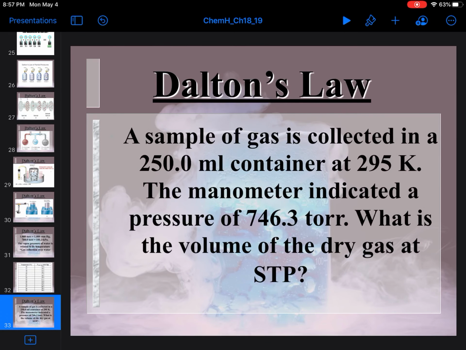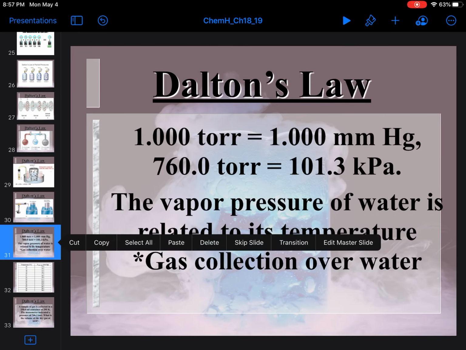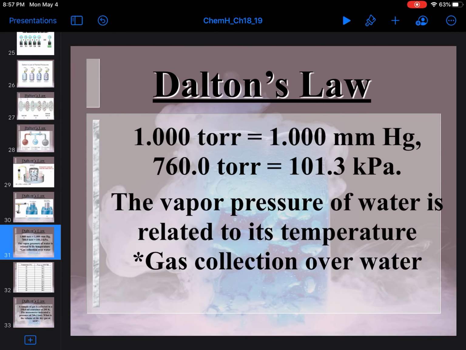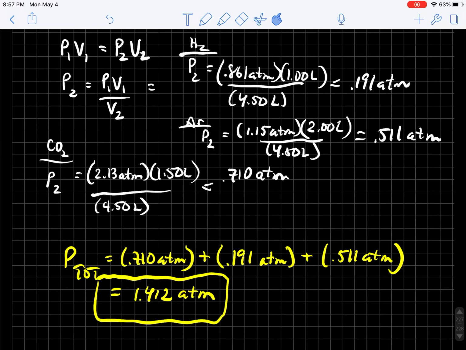Okay, so first thing I need is, what is the vapor pressure at 295 K? Well, 295 K minus 273 gives me a temperature of 22 degrees Celsius. So we go back to our chart, and the water vapor pressure is 19.3 millimeters of mercury. Now, they would either give you that value on the problem, or they would give you a chart to look up that value.